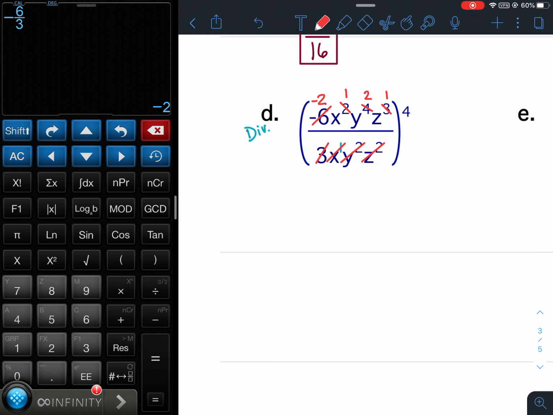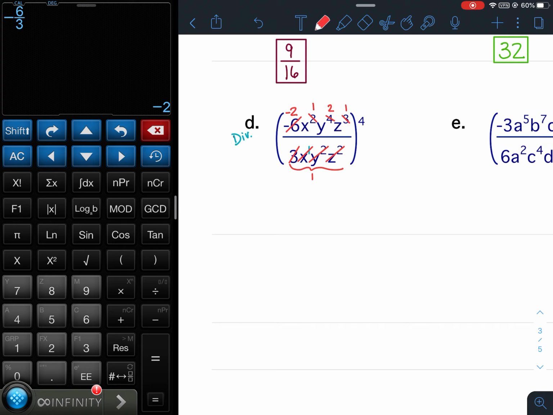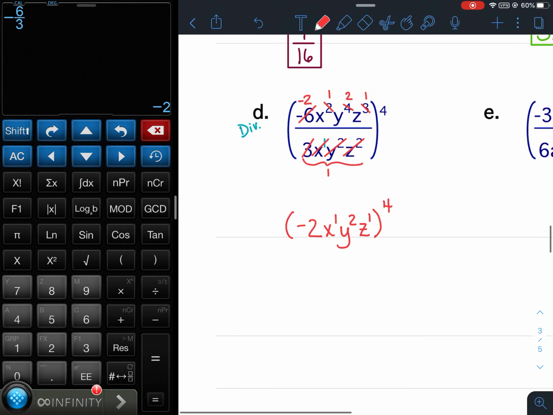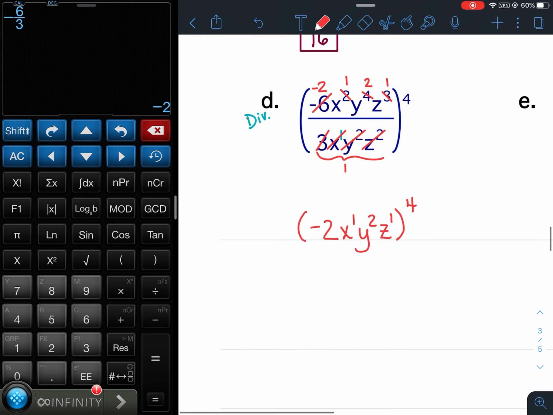Okay, so there's nothing left in the denominator, so that means all of this is just a 1, which means I don't need to write it. So instead, I just need to write what was left in the numerator. And in the numerator was -2, x to the first, y squared, z to the first. And all of that is still to the 4th power. Now, the reason why I kept the exponents of 1 is because I'm not done. This isn't my final answer. If it were my final answer, I wouldn't write x to the first, I would just write x.